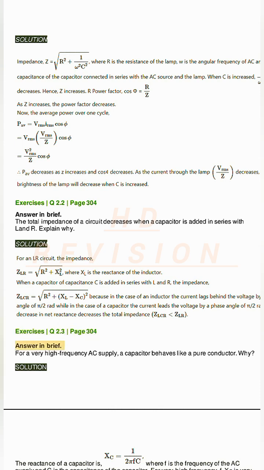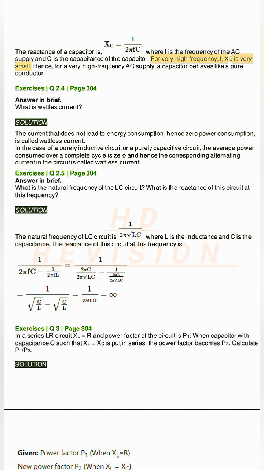Solution. Exercises Q2.3, page 304. Answer in brief. For a very high frequency AC supply, a capacitor behaves like a pure conductor. Why? Solution. The reactance of a capacitor is XC equals 1/(2πfC), where f is the frequency of the AC supply and C is the capacitance of the capacitor. For very high frequency f, XC is very small. Hence, for a very high frequency AC supply, a capacitor behaves like a pure conductor.